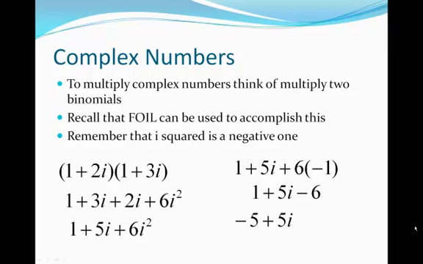With any type of these problems where you're combining complex numbers, remember that you know you're done when the answer itself is a complex number, where you can clearly see what the real part is, -5, and clearly see what the imaginary part is, the 5.